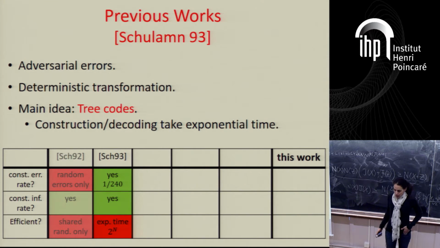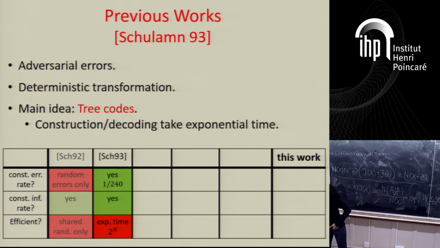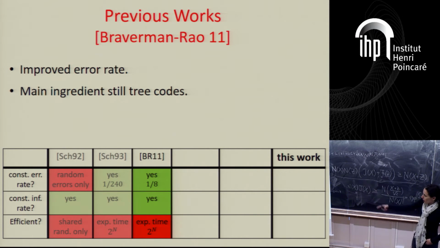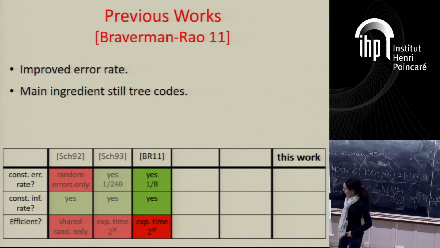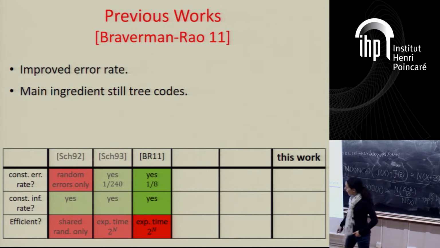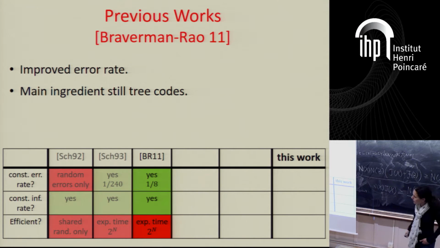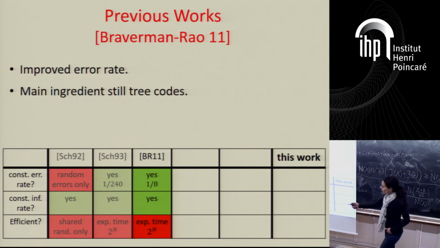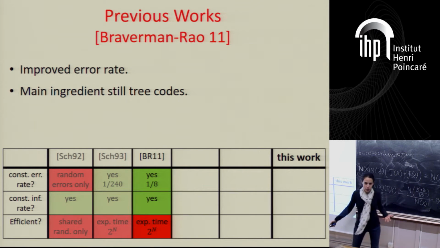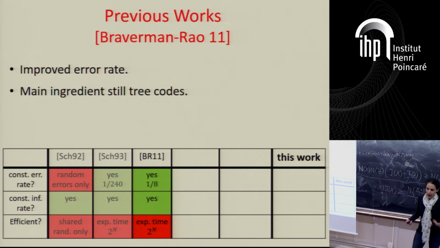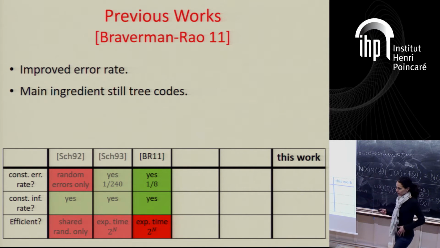Okay? And his error rate was 1/240, and then there was really beautiful work improving this error rate. This is the work of Braverman and Rao that improved it to 1/8 for the case where we send bits. For the case of large alphabet, it was 1/4, which is optimal. But again, it suffers exponential time because they also use tree codes. So again, unless you have better tree codes, that's what you get.